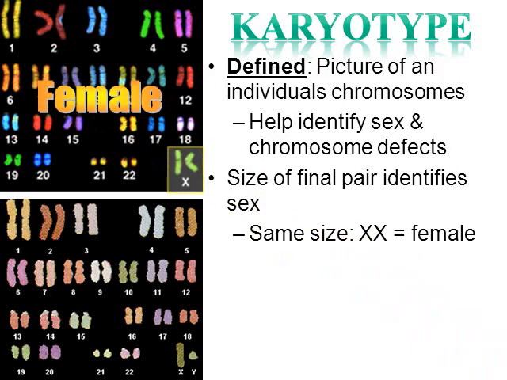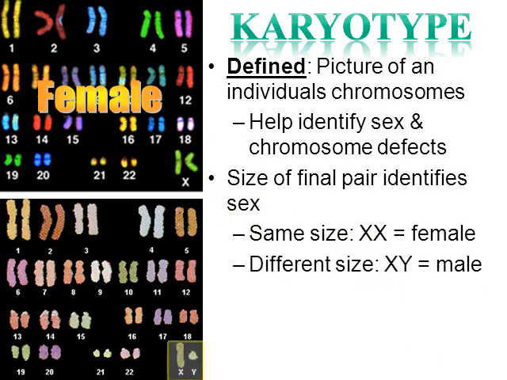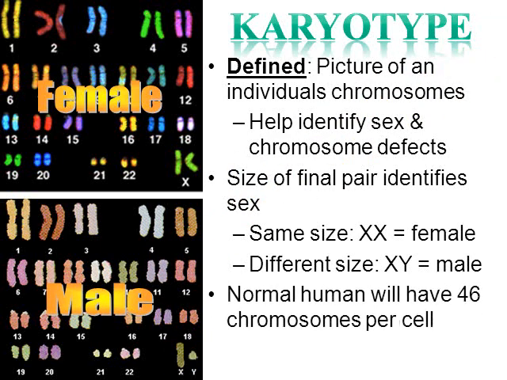Now look at the bottom karyotype. Notice the flashing yellow box. We see a large X chromosome and a short stubby Y chromosome. This is what we call the XY combination. Whenever the final pair of chromosomes differ in size, that's the XY chromosome combination, and this identifies a male. Whether it's a male human or a female human, a chromosomally normal human being is going to have 46 chromosomes. We're going to talk more about that as this video goes on.